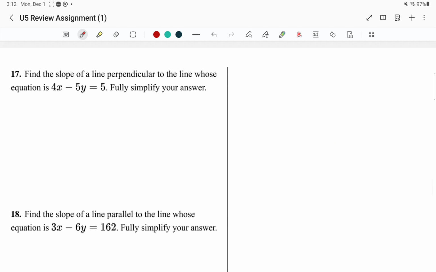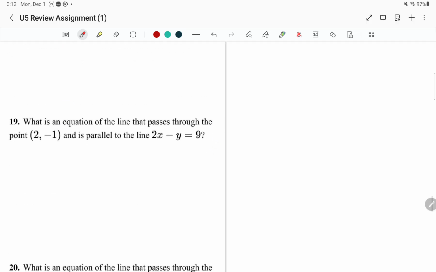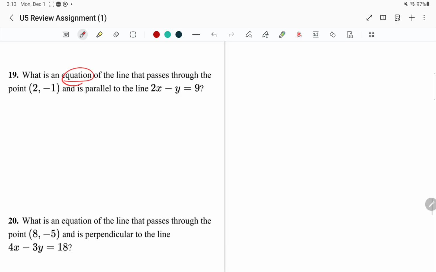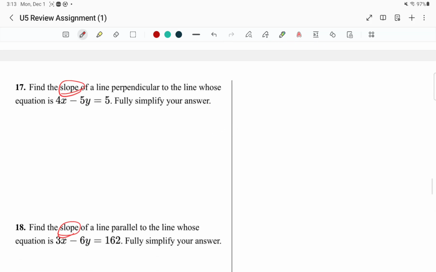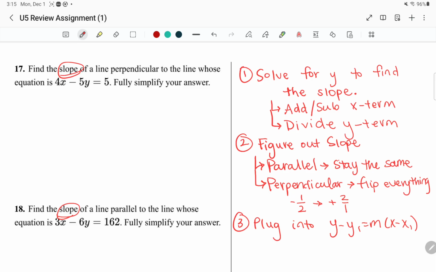Then you have to find the slopes and the equations, okay? So let's do it. Find the slope of a line perpendicular to this line. I'm going to write out my steps. I'm going to pause the video and write out the steps. I suggest you pause the video and do the same. Okay, there's the steps on how to do these. Write them down. You'll need them.